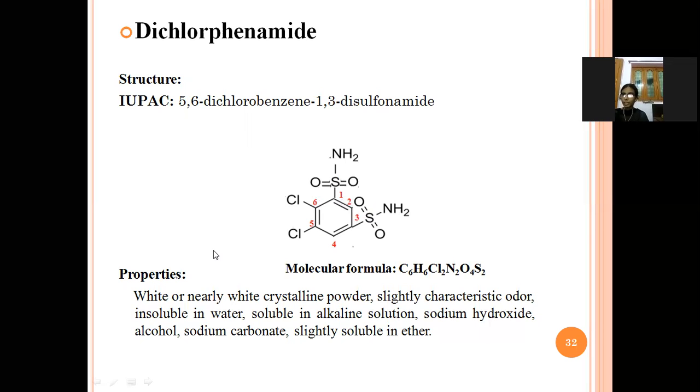Properties are, it is a white or nearly white crystalline powder. It has a slight characteristic odor, and it is insoluble in water, soluble in alkaline solution, sodium hydroxide, alcohol, sodium carbonate, and also slightly soluble in ether. Means insoluble in water, soluble in sodium hydroxide, alcohol, sodium carbonate, but very slightly soluble in ether.